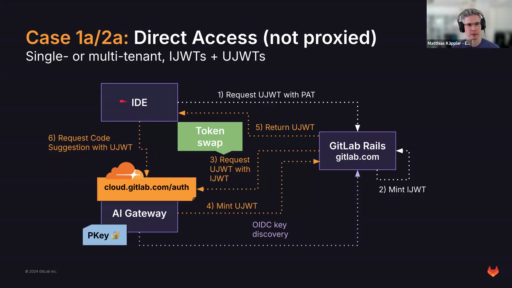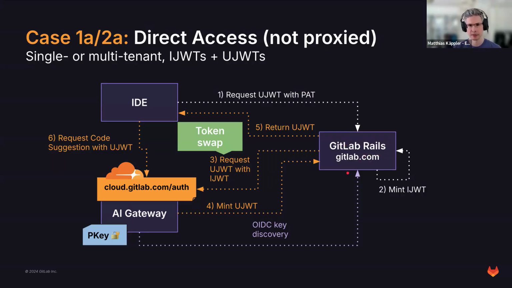So what happens is that the IDE first needs to request a new token, namely the user JWT. And again, it just does that with a normal PAT. I took the token boxes out of this diagram because otherwise it was too crowded. But this is just your ordinary PAT that is attached here. And it goes to a Rails endpoint and says, hey, I would like to get a new token that I can use to directly go to the AI gateway so that you don't need to proxy every request through your Rails instance first.